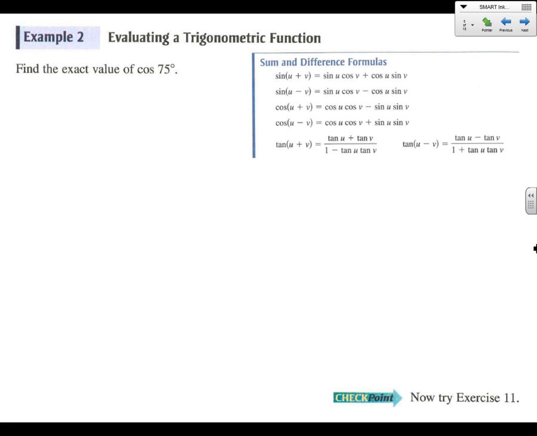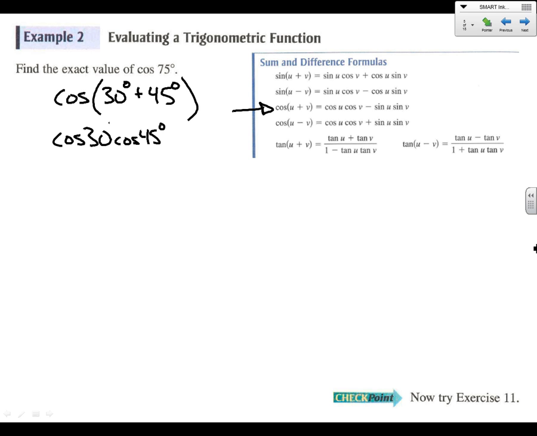All right, let's talk about 75. The last example we did was subtraction. This one we can do with addition, because 30 plus 45 gives us 75. So we're just going to use 30 for our u and 45 for our v. We'll be using the cosine formula, so we'll say cos u, cos v. And in the cosine formulas, if it's a plus, we subtract, and if it's a minus, we add. It's the opposite. So we're going to minus sine 30, sine 45.